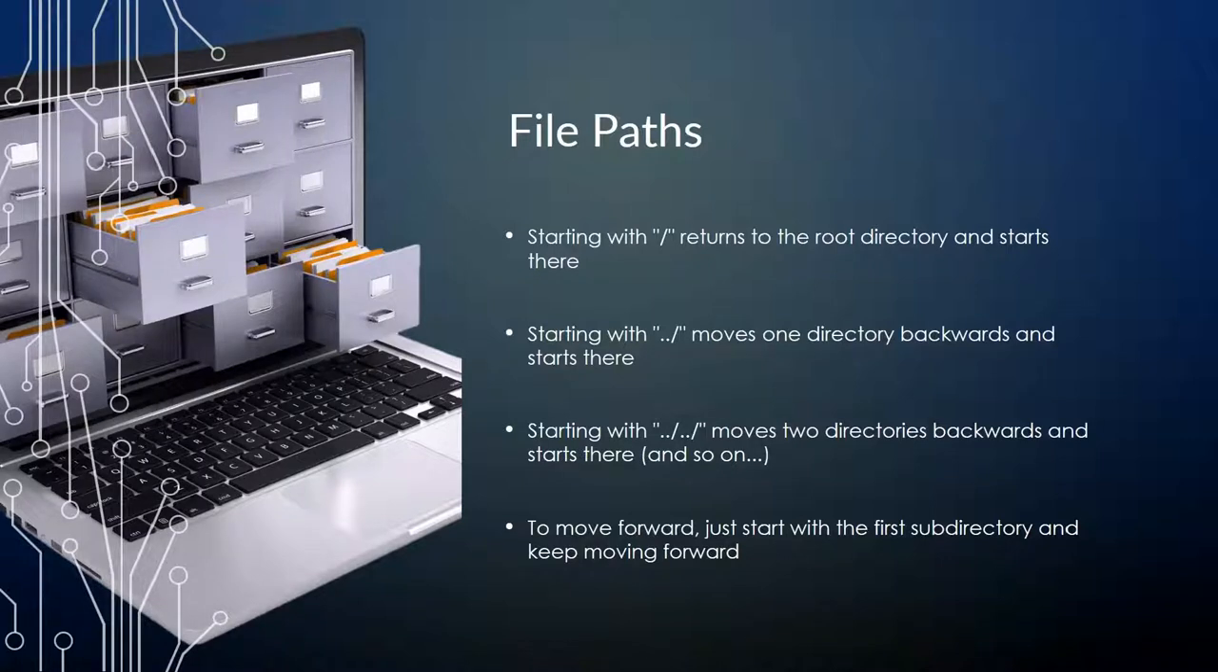So just to recap on file paths, starting with the / returns the root directory and starts there. Starting with a .. we'll move back one directory and start from there. And then you can just keep adding those on to keep moving back directories. And then to move forward, you just start with the first subdirectory and keep moving forward. Does that all make sense?